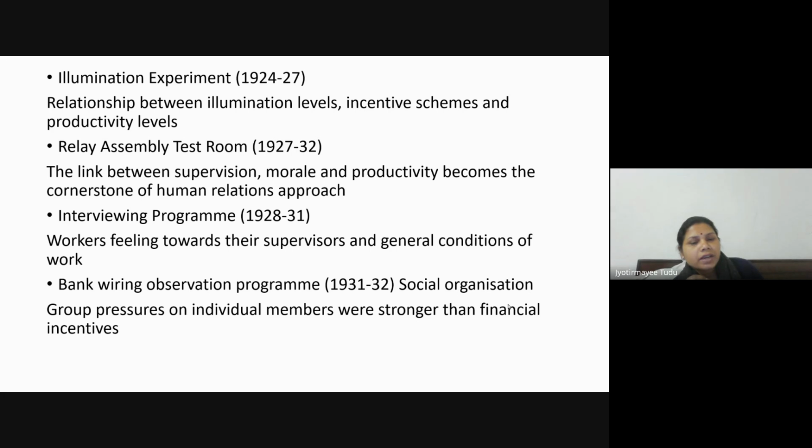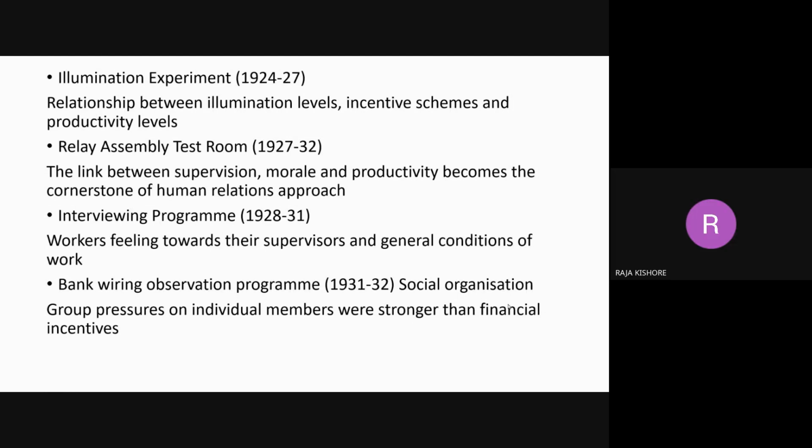Then the bank wiring observation program, or the social organization study, was conducted in a natural setting. All the programs before were conducted in a specific space, where particular groups and individuals were identified and taken to a particular office space so that the study could take place. But in the bank wiring observation program, it was conducted in the normal regular setup, and some group members were identified who needed to be monitored from the outside.